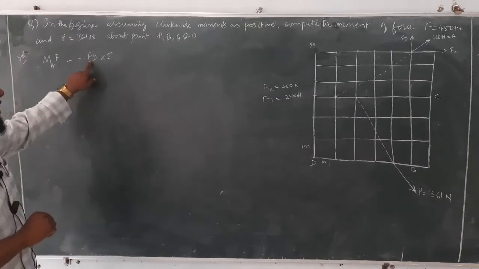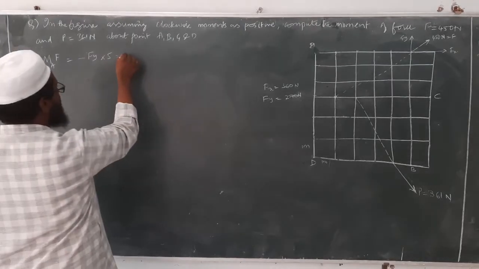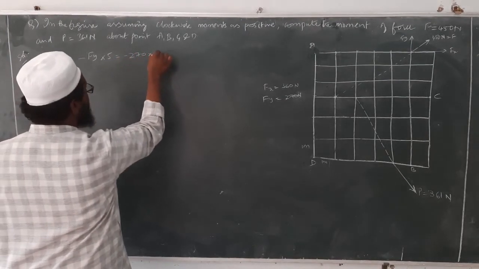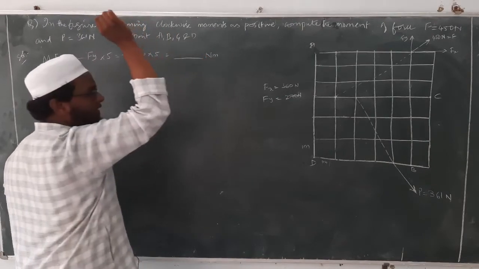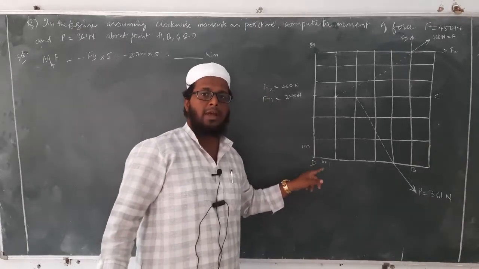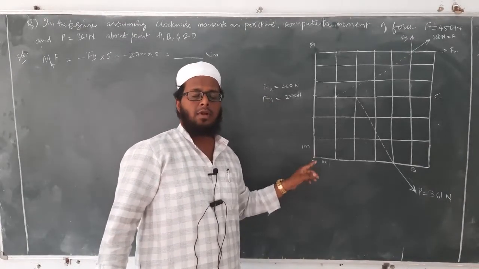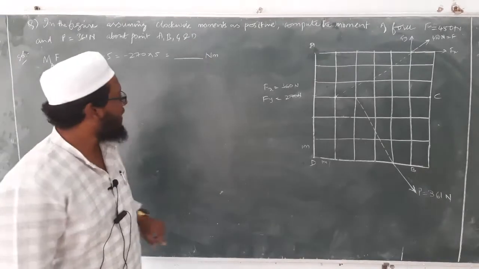What is the value of Fy we have calculated? That is 270 newtons. So that is equal to minus 270 into 5, and you will get some value in Newton meter. Why? Because this is in meters, isn't it? This is not in mm. This is in meter. So that is why the units will be Newton meter.